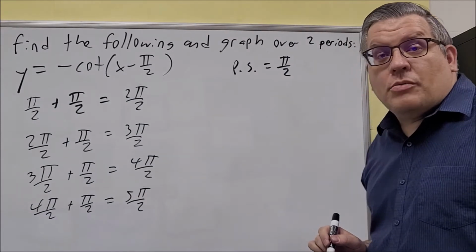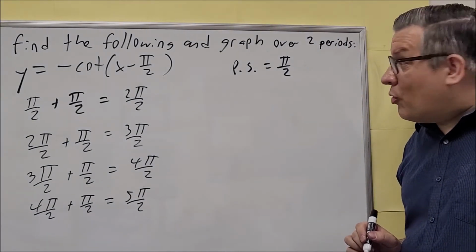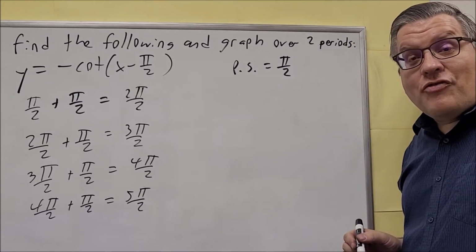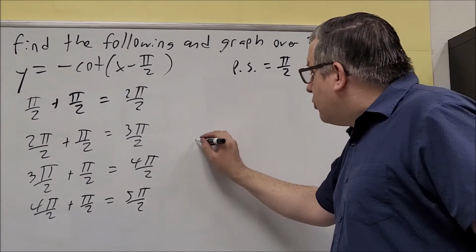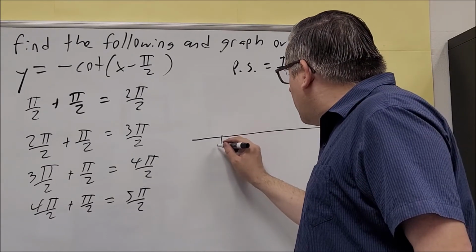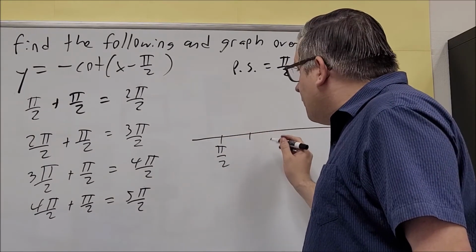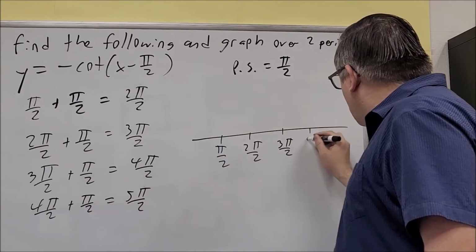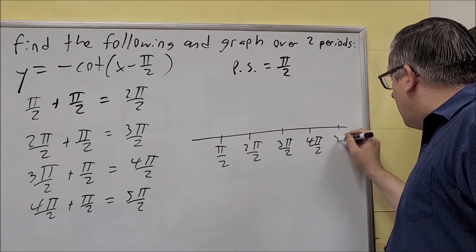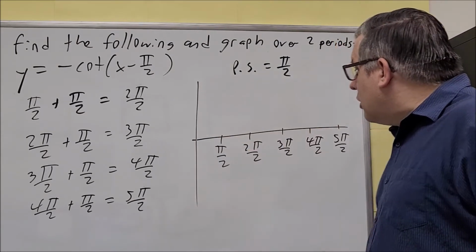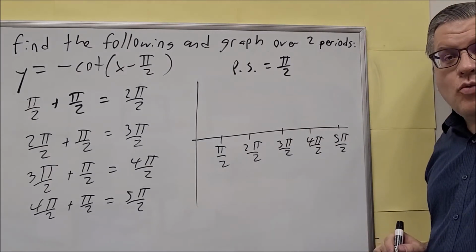And so now those are all of your key points. The first one is pi over 2, and then we have all these that follow. We can put those down now on our graph. Here's the starting one, pi over 2. And then we have 2 pi over 2, 3 pi over 2, 4 pi over 2, and 5 pi over 2. And then somewhere over here we've got our y-axis.